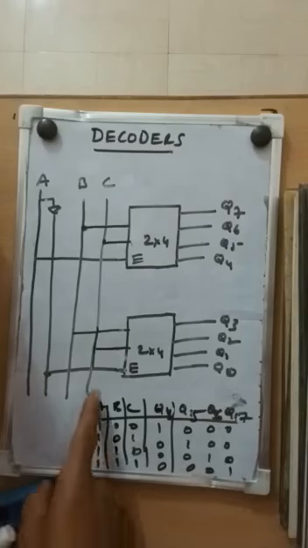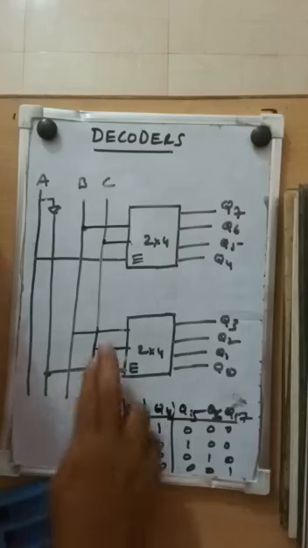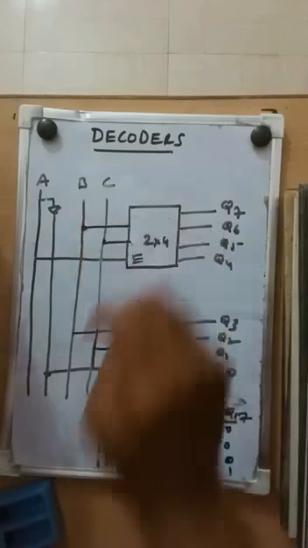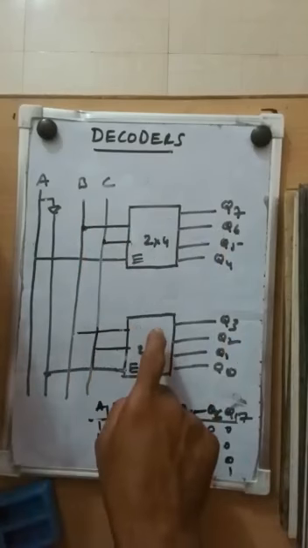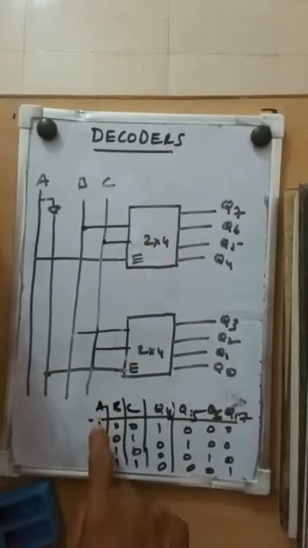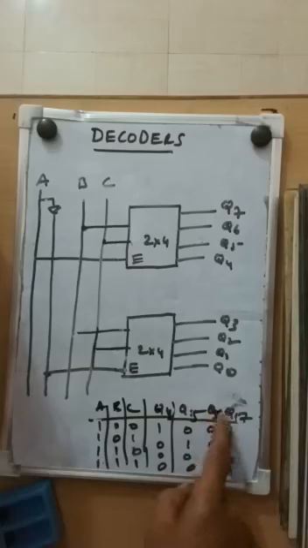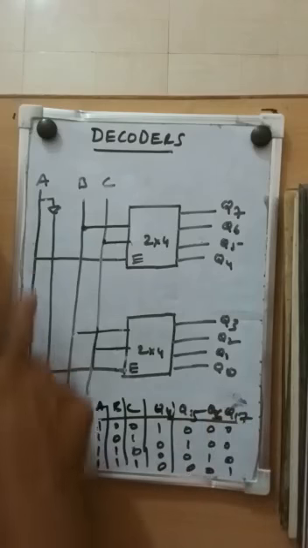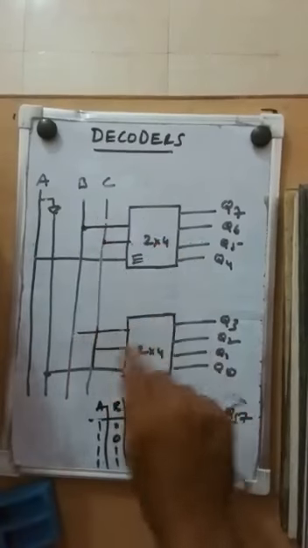So 00 means these two combinations are repeating. 11 means these two combinations are repeating. That's why the repeating combinations are connected to 2x4, 2x4, because B and C are the repeating part. So B, C are connected to these decoders. And the fixed bit in the top 4, 0, is A. So that's why A bar is connected. And for the bottom 4, Q4 to Q7, the 1 is fixed. That's why A is connected here. And the repeating B and C are directly connected to this.